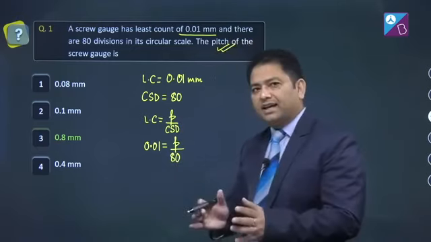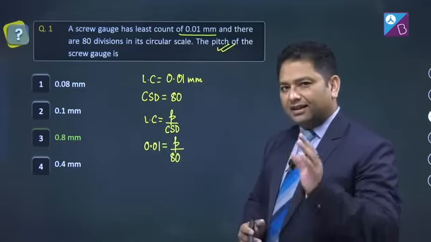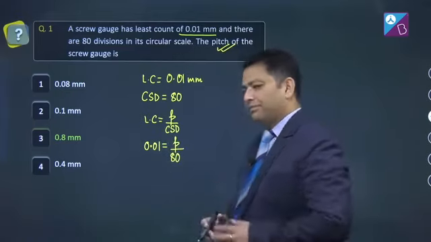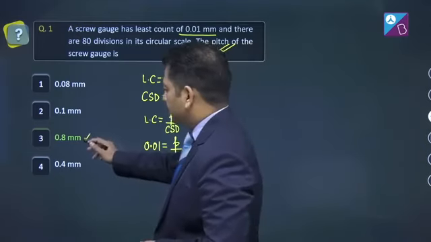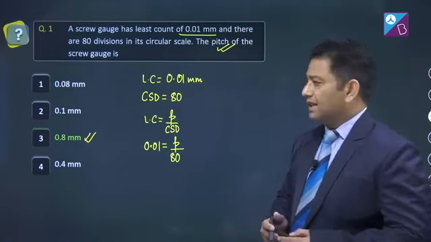Now what do you have to do? You have to multiply 80 with 0.01 and that will give you the value of pitch, which is option number 3, the correct one. Let's go to the second question.